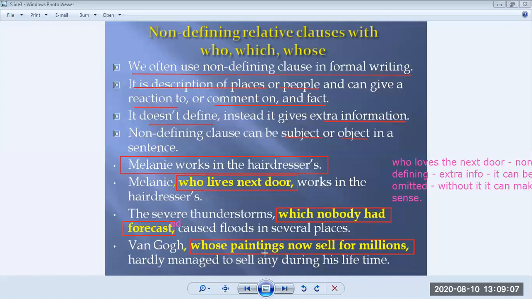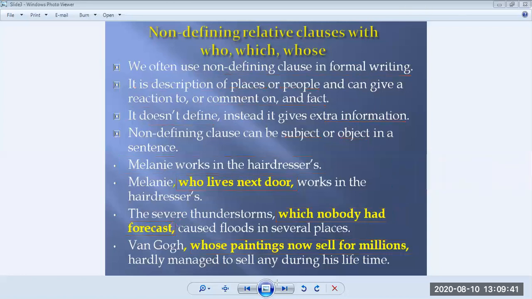Now you know that all around the world, Van Gogh's paintings are a huge hit and very famous, and in some countries they call them a national treasure. So it's just giving extra information, as I have mentioned above. That's how non-defining relative clauses work with who, which, and whose. Who refers to a human or person, which refers to a thing, and whose is possessive, as we have explained before. Okay, now the next slide is over here.